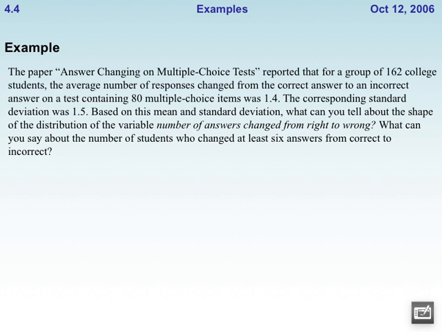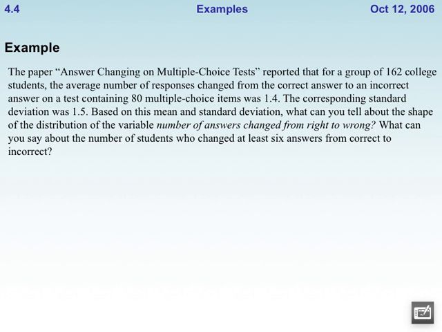The paper on answer changing on multiple choice tests revealed that for a group of 162 college students, the average number of responses changed from the correct answer to an incorrect answer on a test containing 80 multiple choice questions was 1.4. The corresponding standard deviation was 1.5. Based on this mean and standard deviation, what can you tell about the shape of the distribution of the variable number of answers changed from right to wrong? What can you say about the number of students who changed at least 6 answers from correct to incorrect?